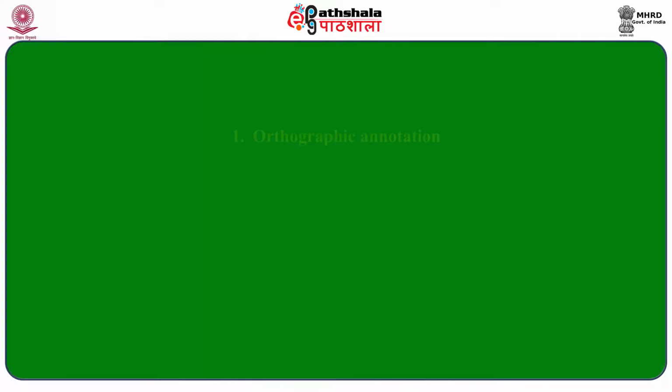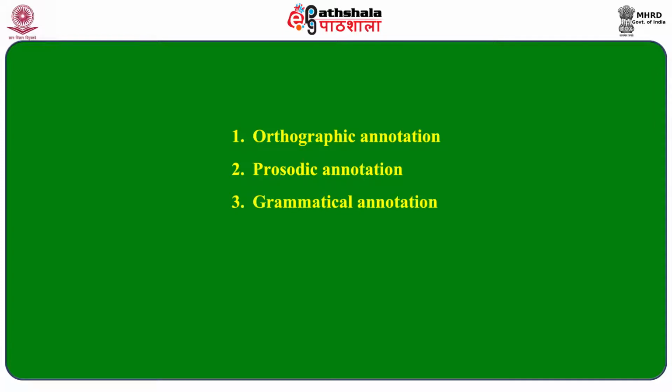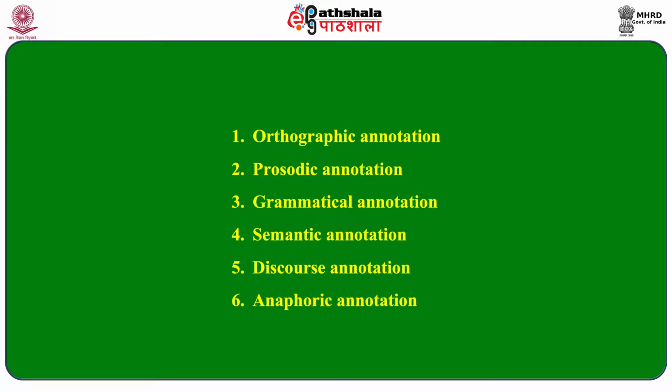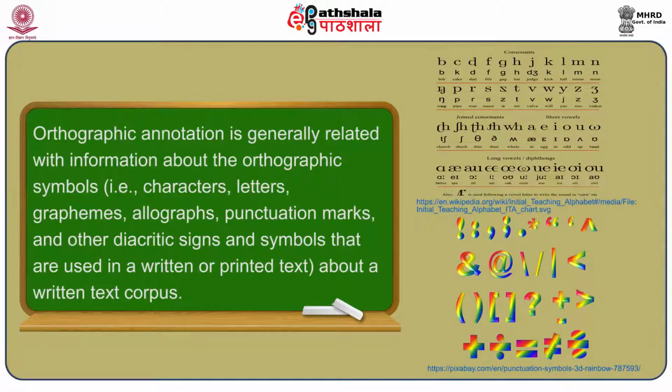So broadly, here we have taken 6 types of annotations: orthographic annotation, prosodic annotation, grammatical annotation, semantic annotation, discourse annotation, and lastly anaphoric annotation. So we are thinking we should concentrate on these different types of annotation. First is orthographic annotation.